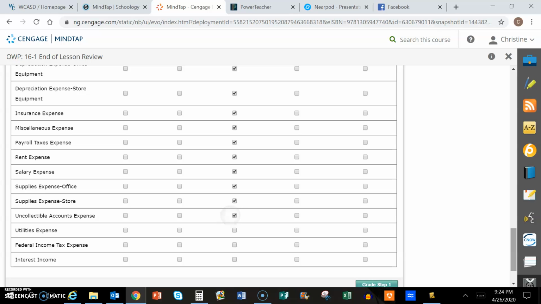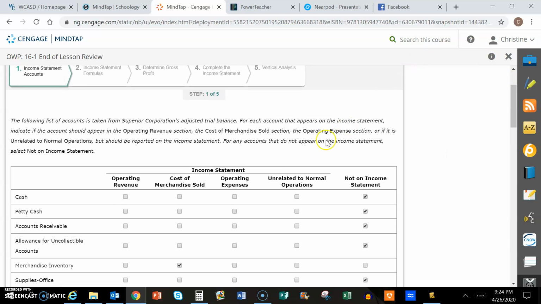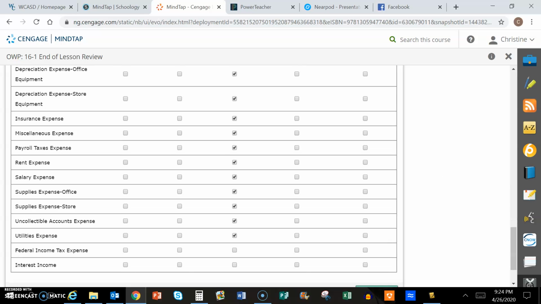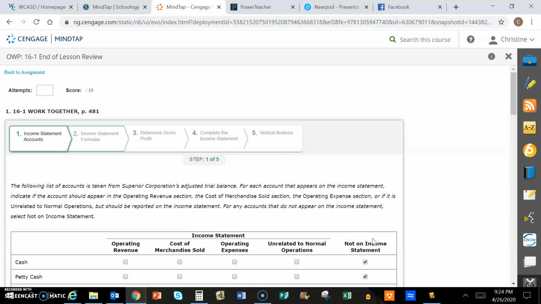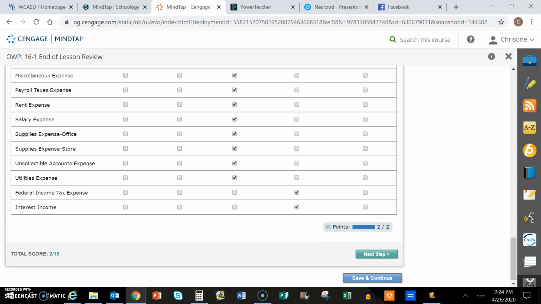We did do an income statement before back in Chapter 8, but it was very elementary. This is going to be way more complex. And then these last two, federal income tax and your interest income, they are on there, but they are unrelated. But they are on there, so let's just check those guys off. So your federal income tax expense and your interest income, they are outside of the normal business. So let's go ahead and grade that step. Hopefully I clicked them all. I didn't skip any. Okay, we're all good there.